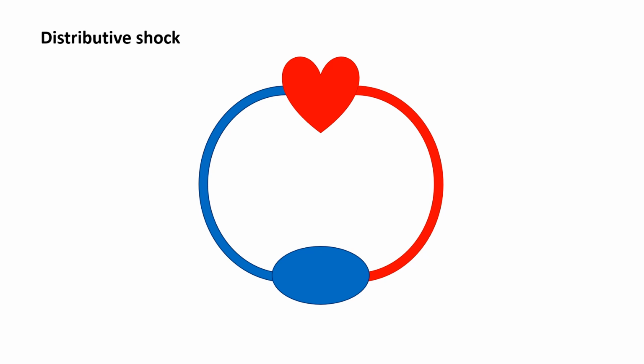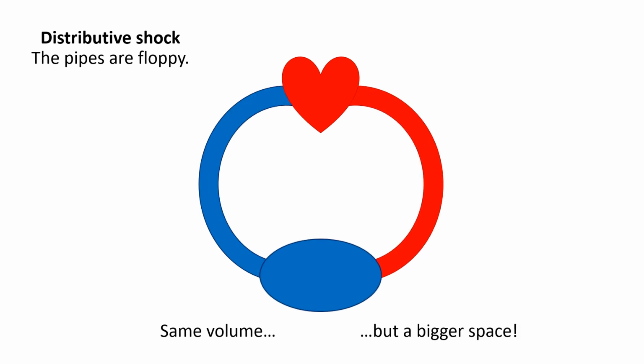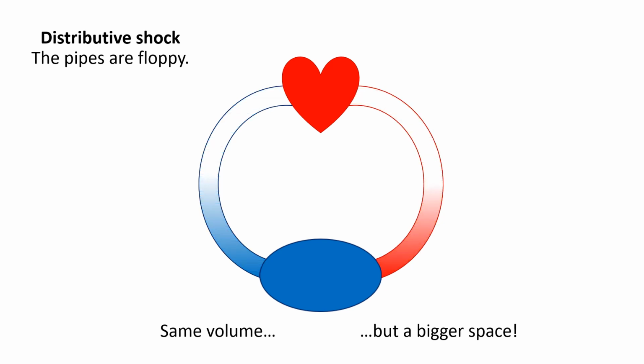Distributive shock has a different type of mechanism completely. So in this case, the vascular space has just lost all of its tone. And you can think of this as though the pipes are really floppy and really relaxed. So in this type of shock, you have the same volume of fluid and blood, but because the tone is reduced, the space is really dilated and it's just much bigger than it was before. So the same volume in a bigger space leads to almost like a relative fluid deficit. And then you get tissue hypoperfusion because there's just not enough circulating around.